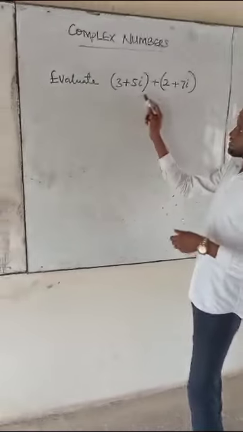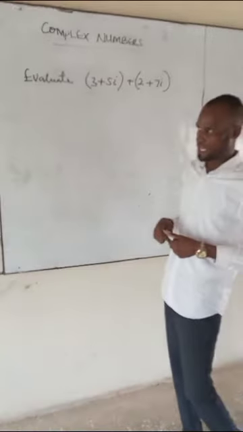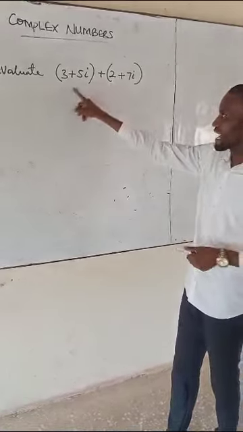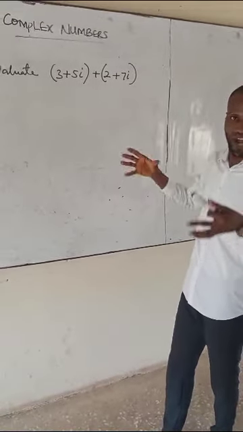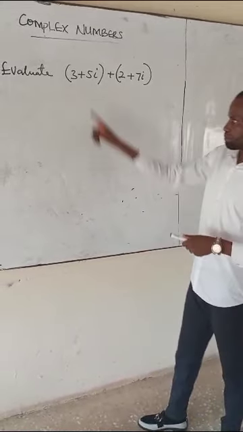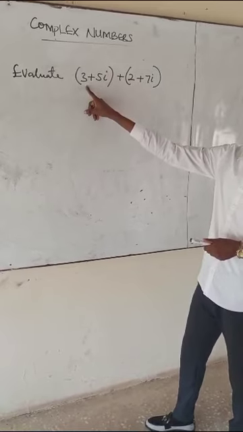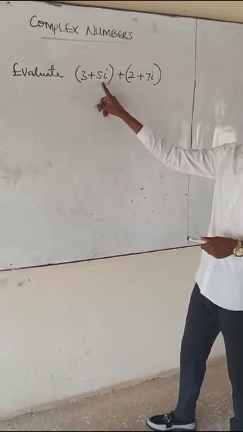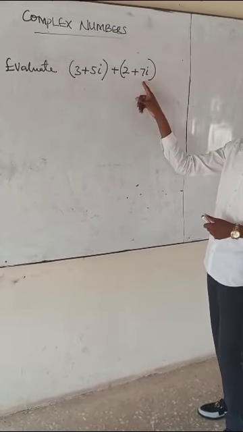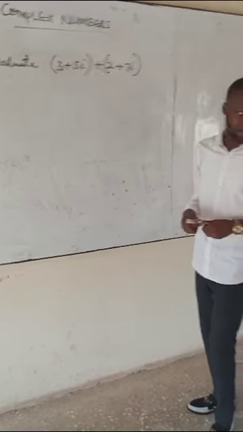Now if you look at this question, it is lifted from the addition of complex numbers. We are asked to add two different complex numbers together, the first term and the second term. Let's consider the first term first. We have 3 and 5i. The 3 here is the real part and the 5i is the imaginary part. Going to the second term, we have 2 and 7i. The 2 here is the real part and the 7i is the imaginary part.